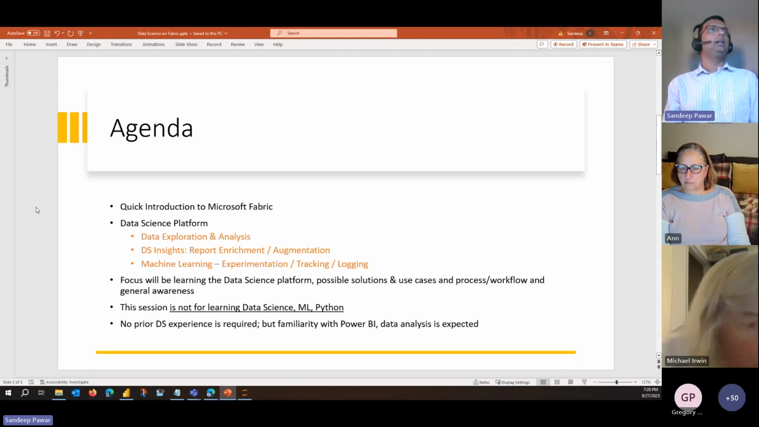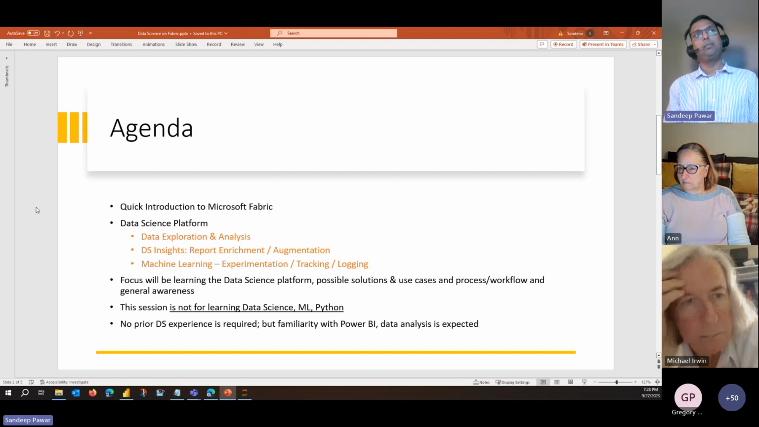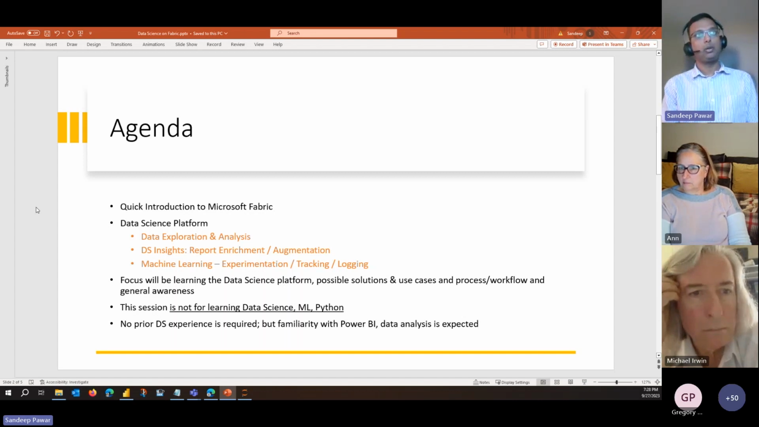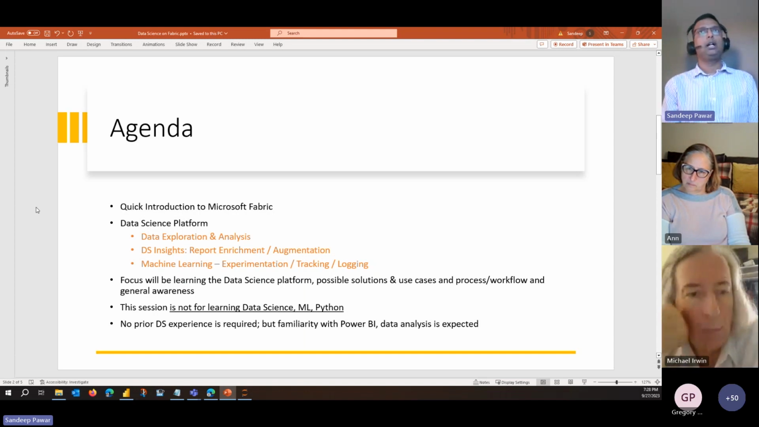I'll first give a quick introduction to Microsoft Fabric. My assumption here is that because all of you come from a Power BI background, it's pretty much impossible that you don't know anything about Fabric. You've at least heard about Fabric, but I'll still try to level set here and give you an introduction to Fabric and why it's important.